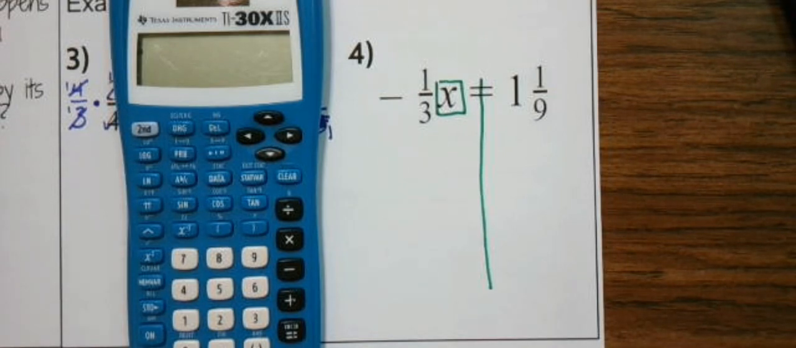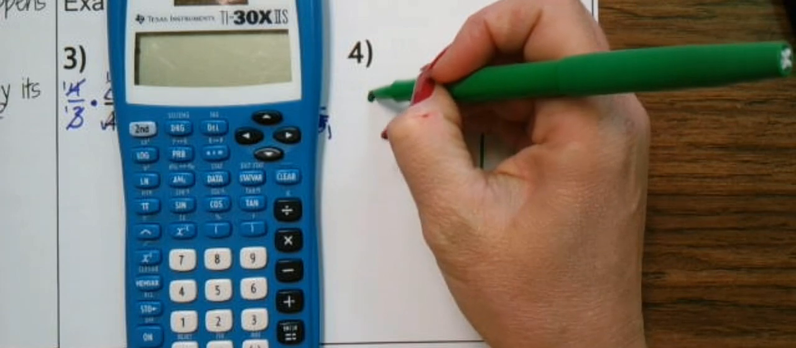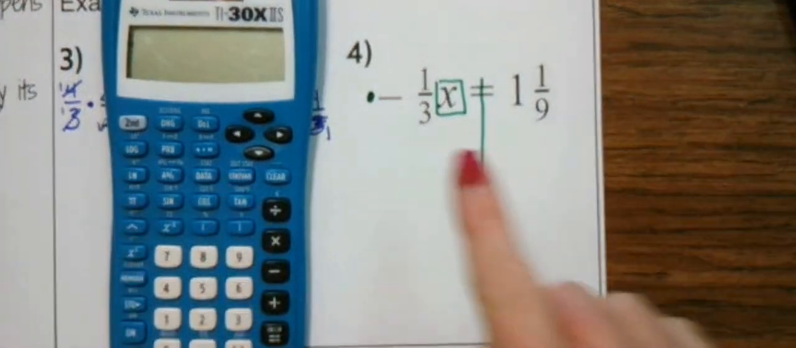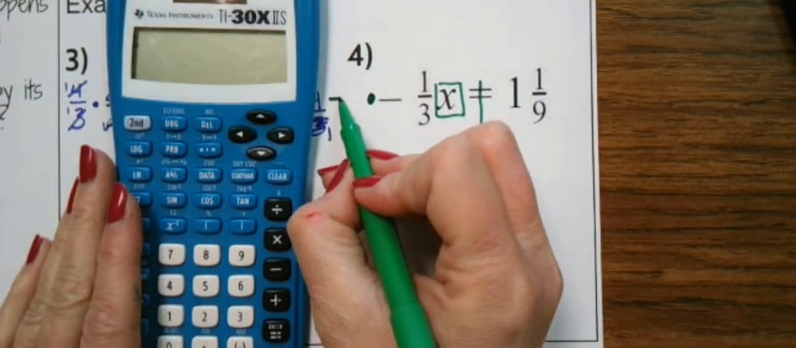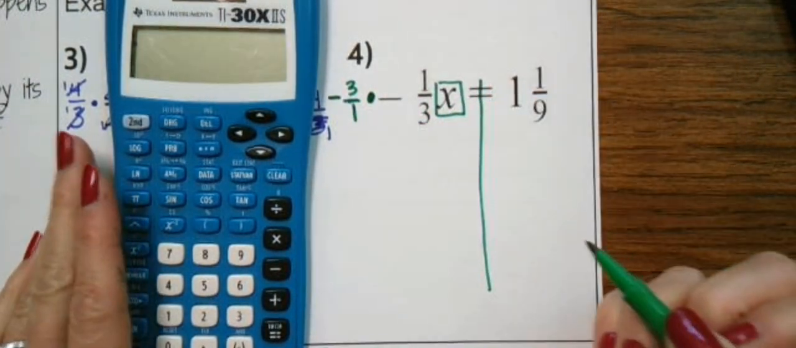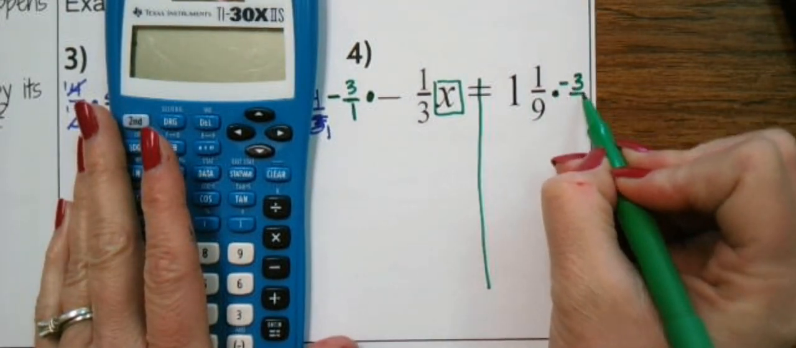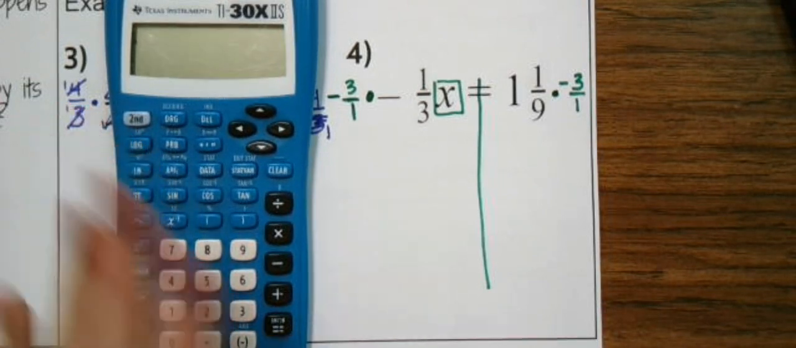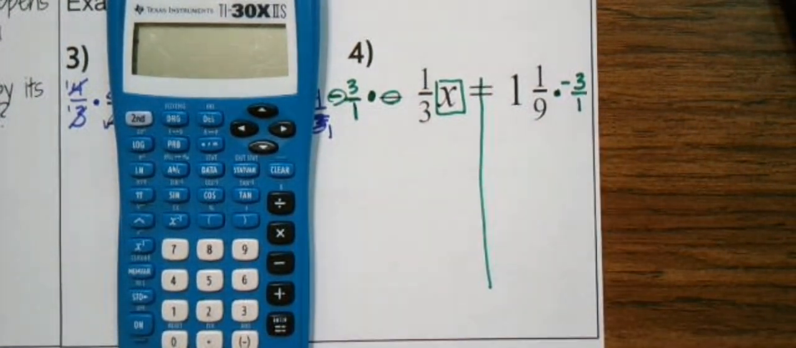However, I'm going to use that reciprocal trick. I'm going to multiply by the reciprocal. So multiply. Now, if this is the fraction negative 1/3, its reciprocal will also be negative. So negative, and then let's flip 1/3, and we have 3 over 1. Okay, and then the same thing to the other side. We're going to multiply by negative 3 over 1. Okay, so now do you see how a negative times a negative, that's going to give us a positive.